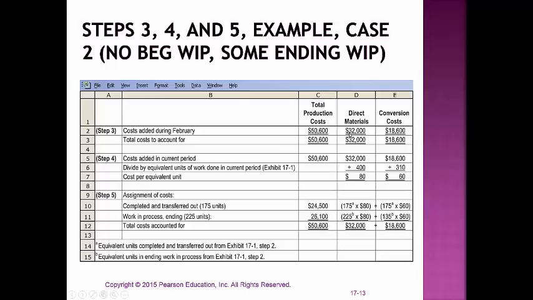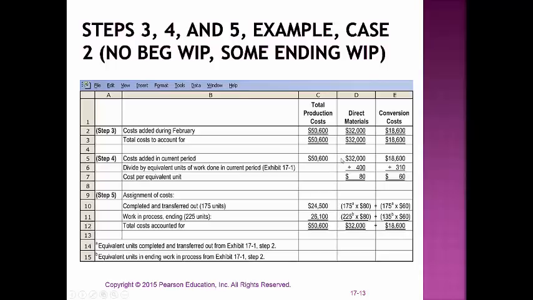Okay, so cost added during February, or this particular period only, is a total production cost of $50,600. It includes $32,000 for direct materials and $18,600 for conversion cost. Notice that $18,600 plus $32,000 equals $50,600. We had no beginning work in process. If we had, we would need to add that to February in order to get our total cost to account for, which, because we only have 1 month here in case 2, is $50,600, $32,000, and $18,600. Okay, so those speak for themselves.